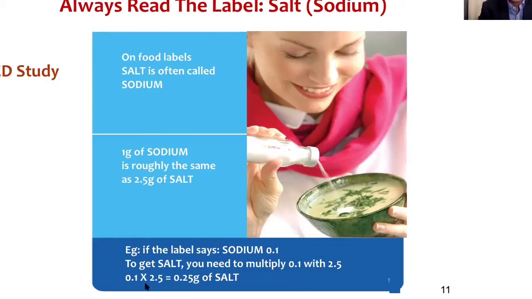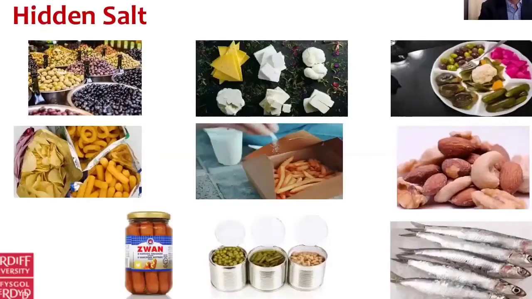So a person who is buying a packet of whatever, let's say crisps, and it's written on it 0.1 salt or sodium, when they multiply by 2.5, it becomes a quarter of a gram of salt, that they can understand of what we add every day.